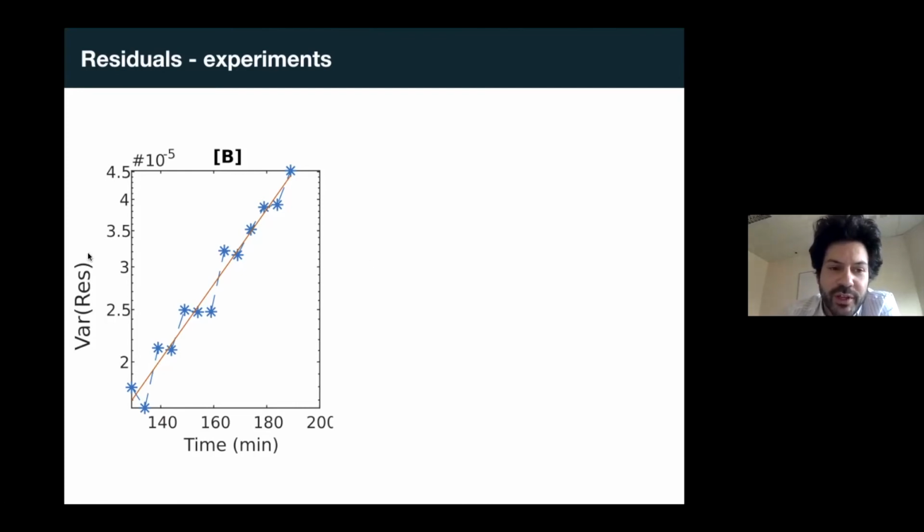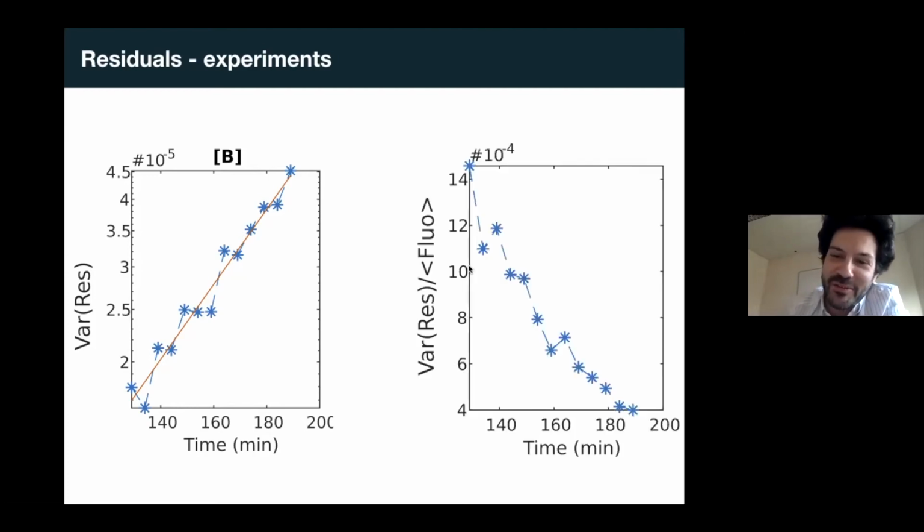Which means that if we take the variance of the residuals and divide it by the mean fluorescence, we should get a straight line. Okay, and the value of the straight line depends on the CV mu. However, and that's the second to last thing that didn't work in experiments, if you look at the variance of the residuals divided by the mean fluorescence, you actually get something that decreases experimentally. Okay, and it actually took several months to understand what was happening here.